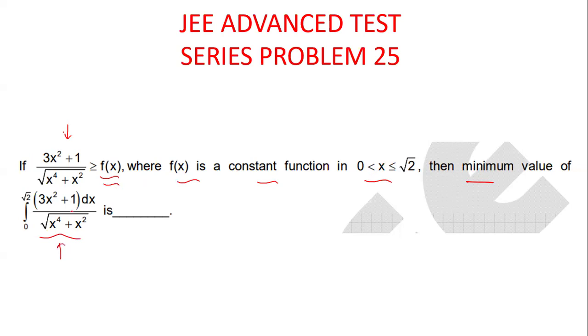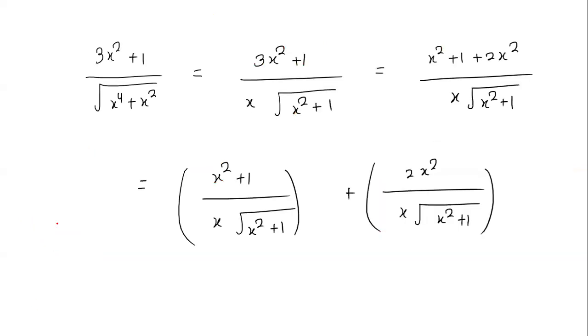So this expression is the same as this expression, and we have to tell the minimum value of this integral. So let's see how we can do this. First of all, you see this expression, which is (3x² + 1) divided by root of (x⁴ + x²). You can write it this way: take x² outside of the root and it becomes x, and inside is x² + 1. Now you can split 3x² + 1 as (x² + 1) + 2x². Now you can write it as (x² + 1) divided by x times root of (x² + 1), plus 2x² divided by x times root of (x² + 1).